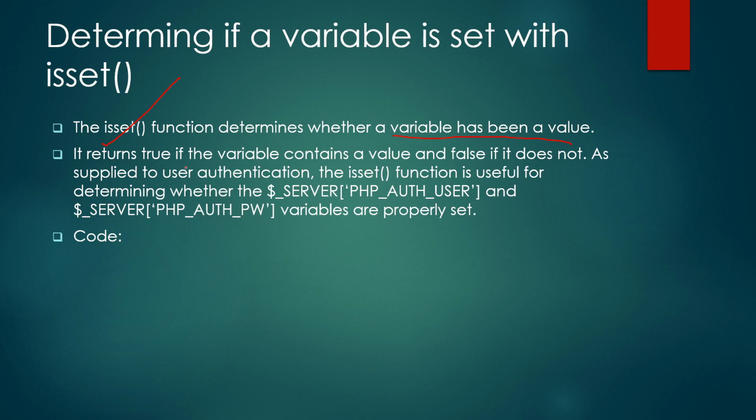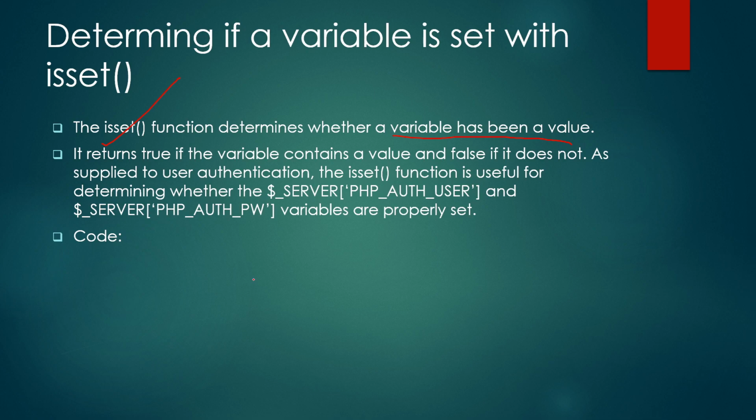As applied to user authentication, the isset function is useful for determining whether these two variables are set or not. So we can make use of the isset function to check whether the user has entered any value or not. If these variables are holding any value, that means the user has entered some value, and then we can validate that data in order to check whether it is valid or invalid. So we will be using this function.